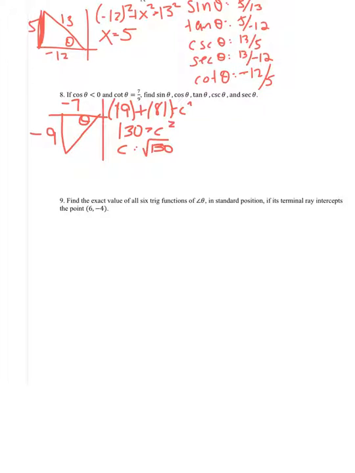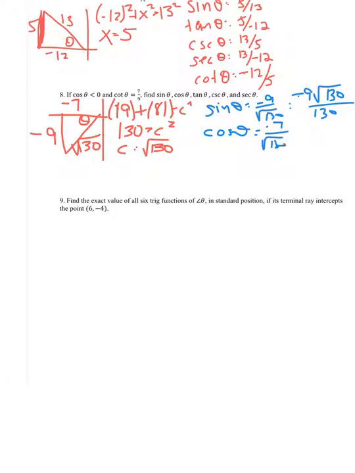Okay, so now you can tell me everything. So this, let's label that first. So this is square root of 130. So sine of theta, opposite over hypotenuse. So negative 9 over the square root of 130 is really negative 9 square root of 130 over 130. Rationalize, this is negative. Cosine of theta, same thing, but it's adjacent now over hypotenuse. So negative 7 over the square root of 130. We clean it up, it becomes negative 7 radical 130 over 130.